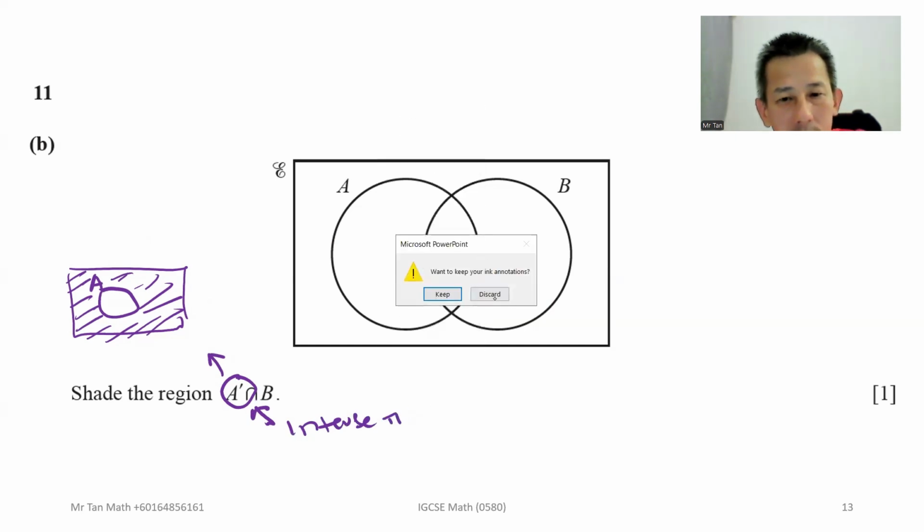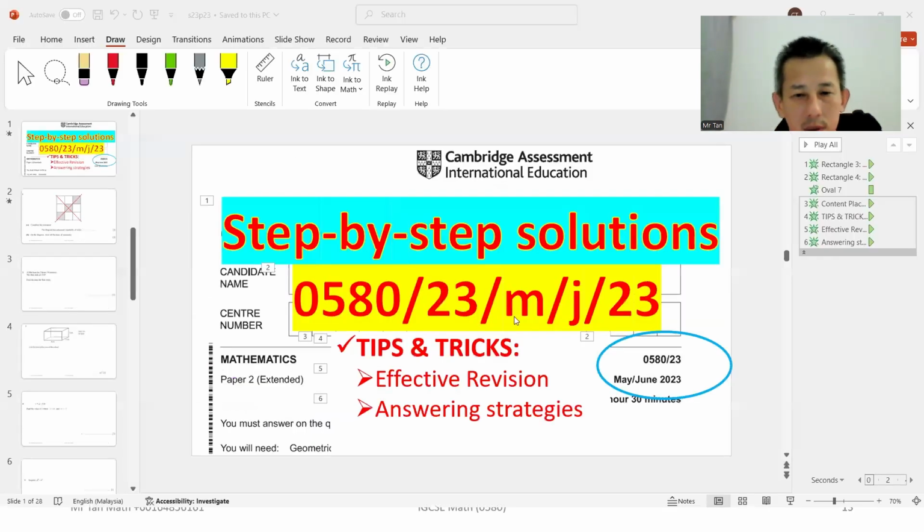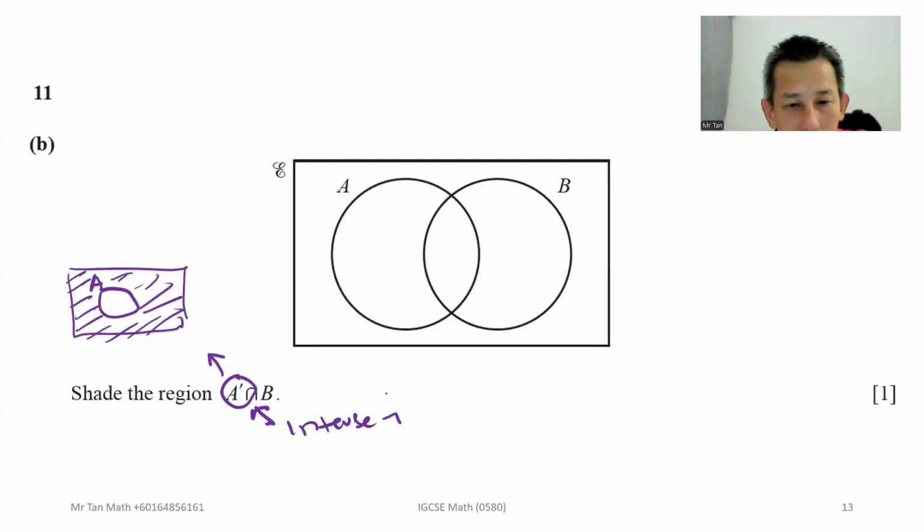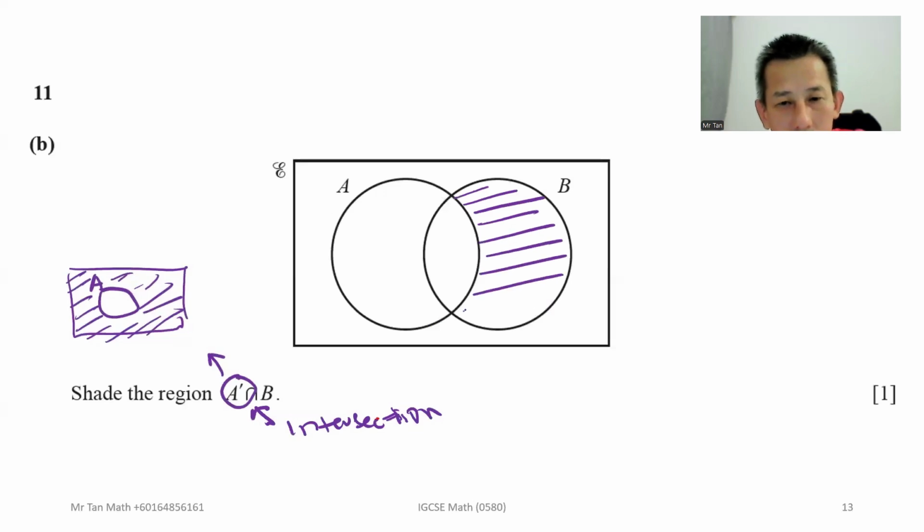Intersection. Oh, so I need to start again. Sorry. Intersection. So it should be here. Other than A, intersect with B.